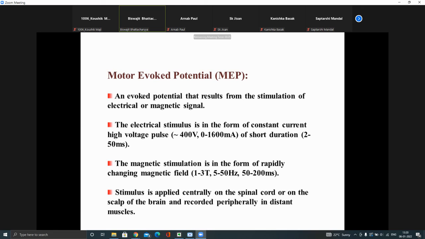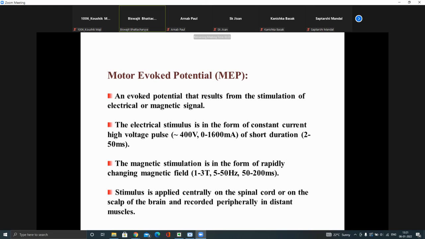So 1000 milliampere means quite a high current for our body, because we can get shocked heavily in presence of only 1 milliampere current. So 1000 milliampere is quite a large current in that respect. And the electrical stimulus is present only for a short duration, 2 to 50 millisecond, in the form of a high voltage constant current pulse of 400 volt and 0 to 1000 milliampere. Then some voltage will be found.